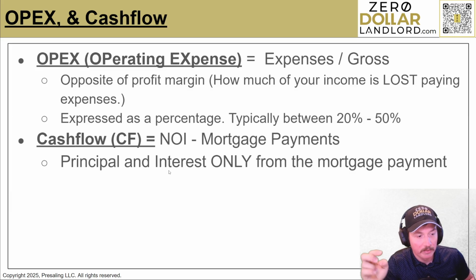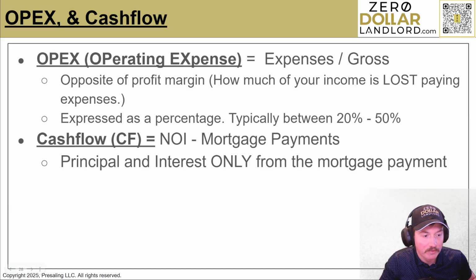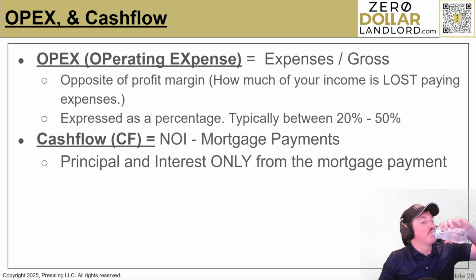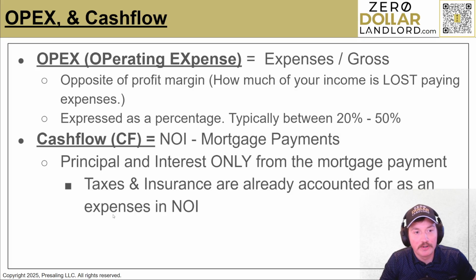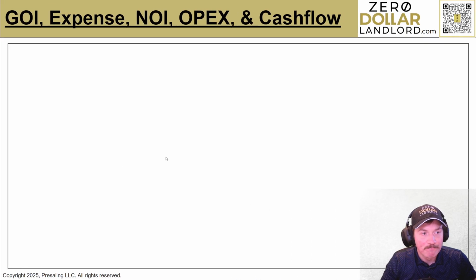Does anybody know why? I'm going to open it up for people to come off mute if they want. Any guesses? All right. It's because tax and insurance are already accounted for. That's why. Right? Because we already talked about that a second ago in expenses.